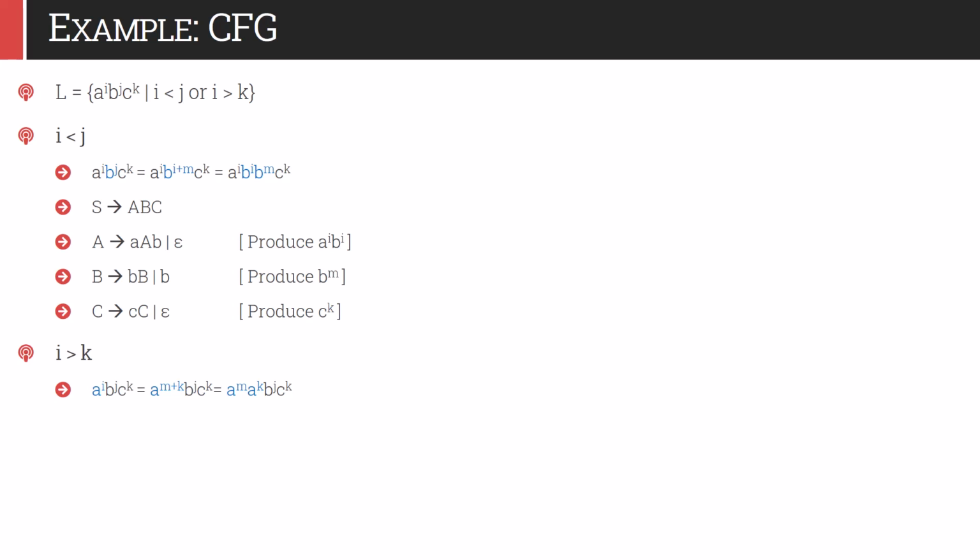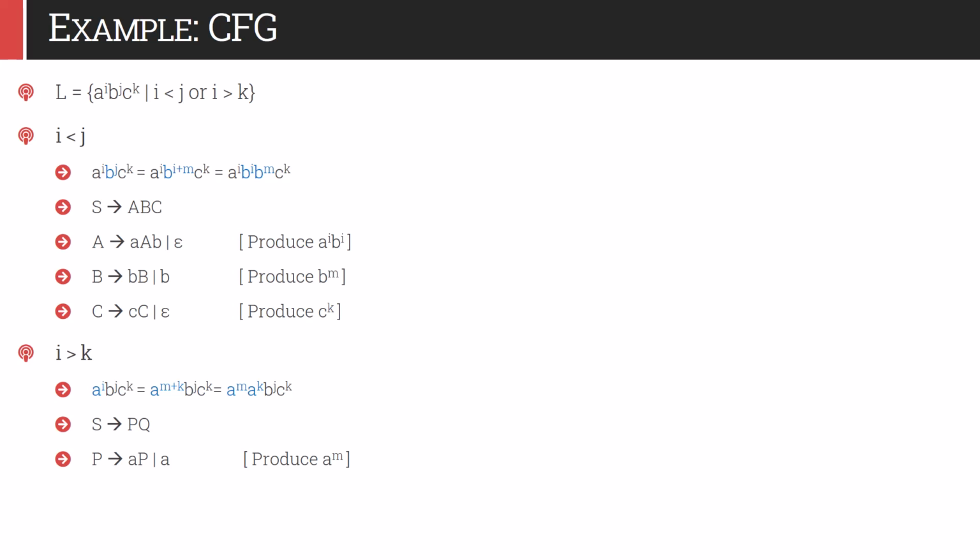This we will write down in two halves, because first a power m is independent, and then we have the pattern a^k b^j c^k. So I'll write it as S gives PQ. Using P we will produce a power m. That's pretty straightforward: P gives aP or a. By recursively iterating it, we will get a power m.